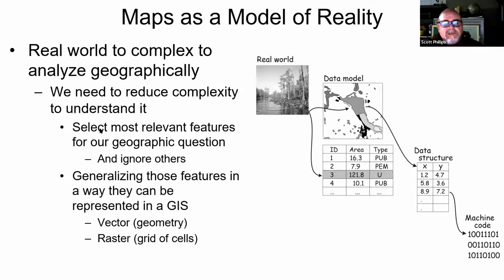So what we're really doing is selecting the most relevant features for our geographic question, and ignoring others. We want to filter out the unnecessary parts of the real world and focus on the parts that are necessary for answering our geographic question. And then we want to generalize those features in a way that they can be represented in a GIS. There are two major ways that we can do that. One is called vector, where we use geometry, and the other is called raster, where we use a grid of cells.